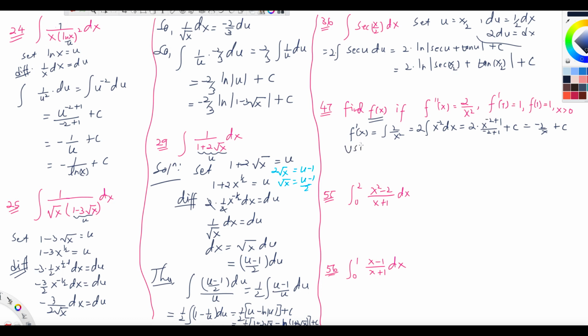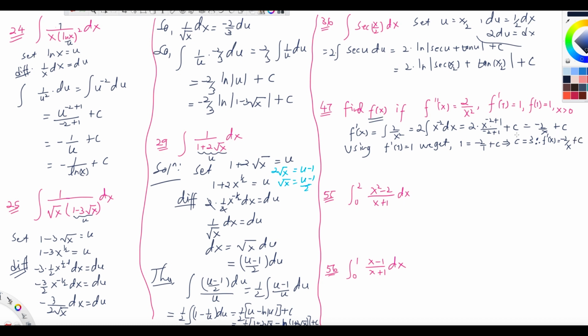We want to use this condition to find c. So using f prime of 1 equals 1, what do you get? x is replaced by 1, and f prime of 1 is 1. So you write 1 equals negative 2 over 1 plus c. This implies c equals what? c equals 3, because you add 2 on both sides. So what is f prime of x then? Therefore f prime of x equals negative 2 over x plus 3.